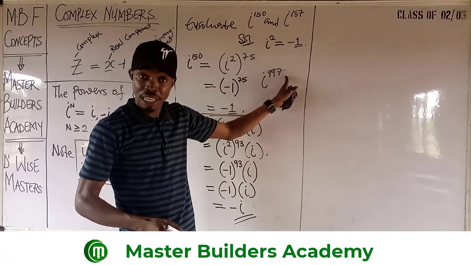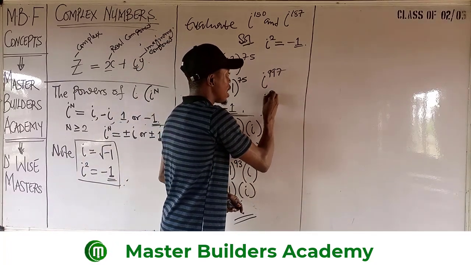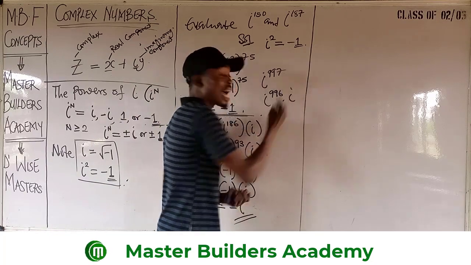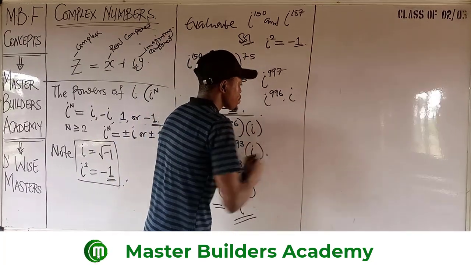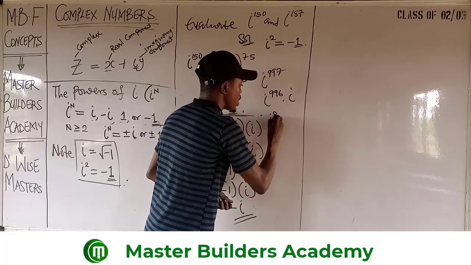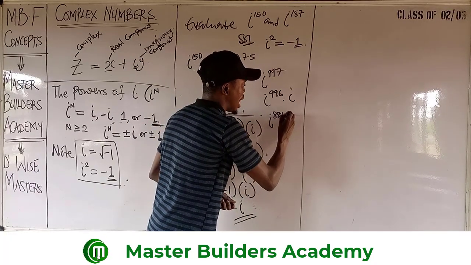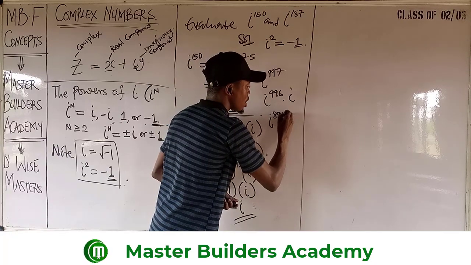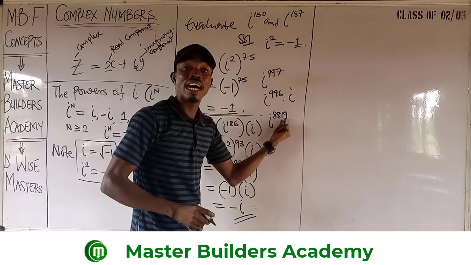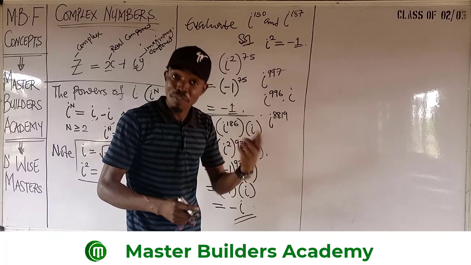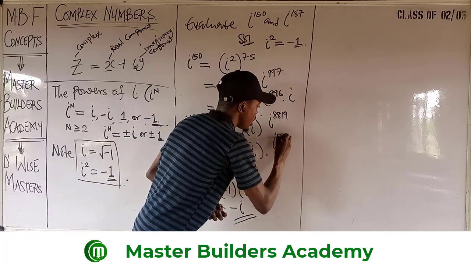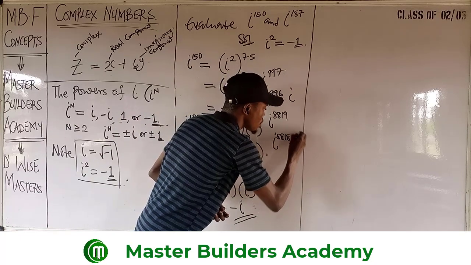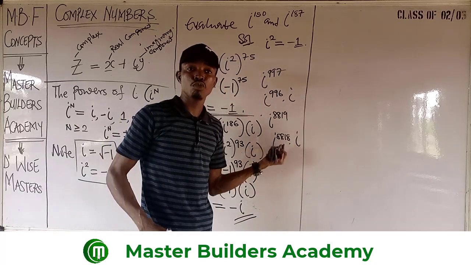Reduce this to an even number, that is I raised to the power of 996 multiplied by I. The same way, if you are given I raised to the power of 8819, you check this number. Is it an odd number or even number? Since it's an odd number, you have this as I raised to the power of 8818 multiplied by I. Then you can divide this by 2.